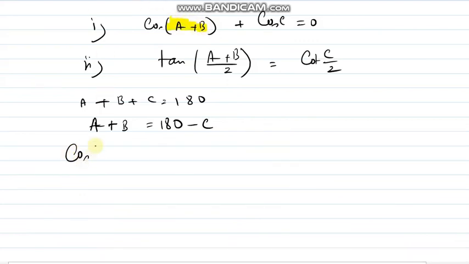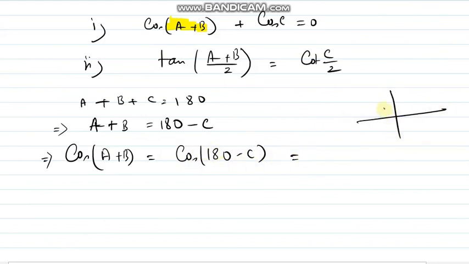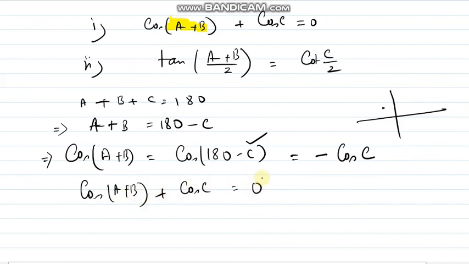But in the first sum, we need to find out cos of A plus B. So if I apply cos on both sides, cos of A plus B will be cos of 180 minus C, and cos of 180 minus C, which quadrant? Second quadrant, and C will obviously be an acute angle. So if you just consider this, that will be minus cos C. So can we say that cos of A plus B, if I take minus cos C this side, plus cos C is equal to 0.